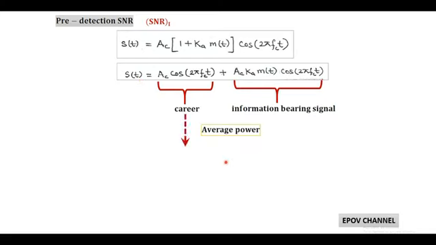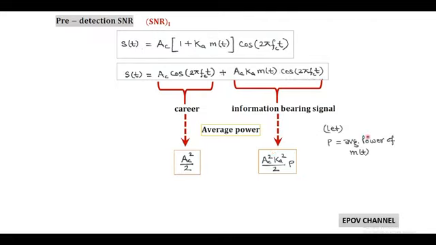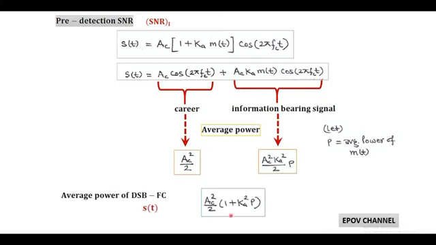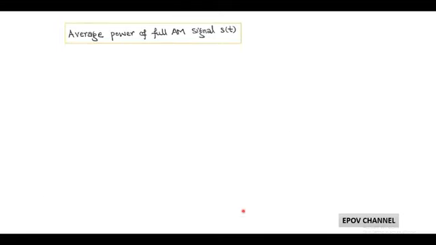In pre-detection SNR, we have to determine average signal power. And here average power of the first term is Ac squared upon 2, and that of second term average power is Ac squared Ka squared upon 2 into P. Here P is assumed as average power of message signal m(t). And after adding we get Ac squared upon 2 within bracket 1 plus Ka squared P. So we can say that the average power of full AM signal is given by expectation of S squared(t), and it is equal to Ac squared upon 2 [1 plus Ka squared P].